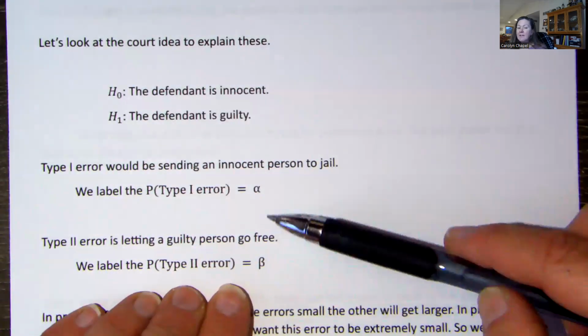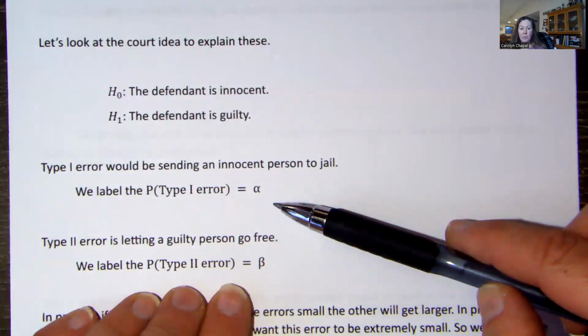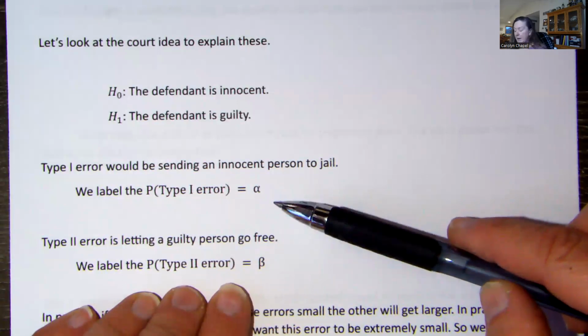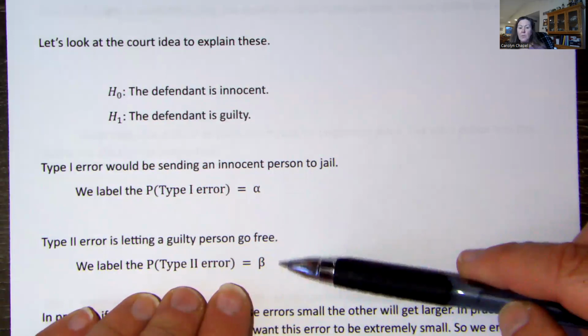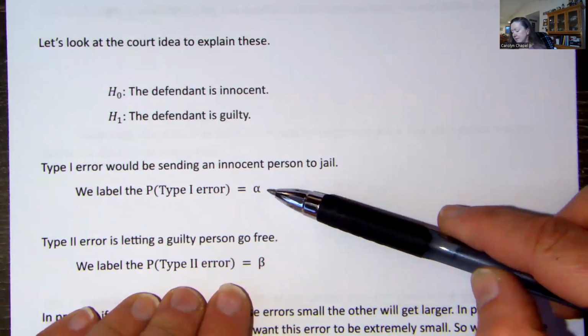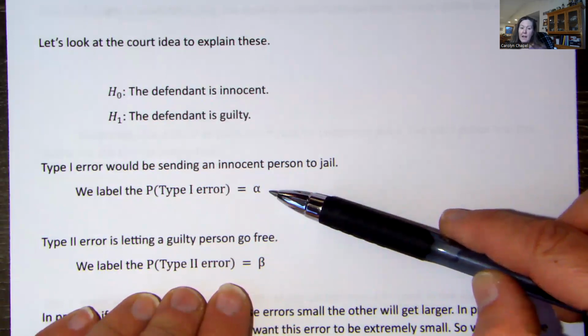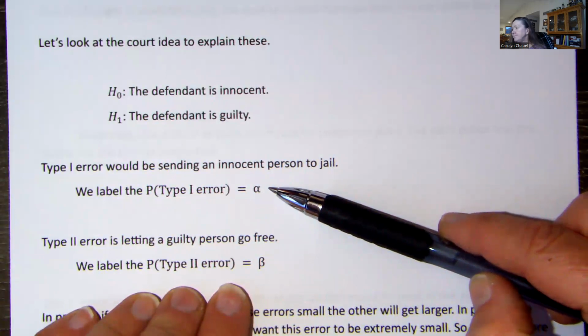Now notice we can't have a perfect world where we don't make any errors. So we try to control one of these. And the one we like to control is this one because we feel that it is more... how do I say this?